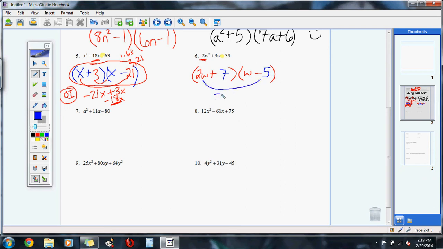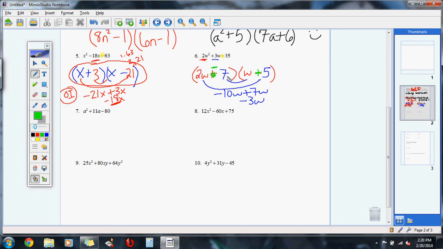Here I'm getting negative 10w, and then I'm getting a positive 7w, which combines to negative 3w. I'm almost excited here. I'm trying to get positive 3w. I have negative 3w. So hopefully you remember what that means is just switch the signs. So I'll do that in green here so you can see that means this negative is actually going to become a positive, and this positive is actually going to become a negative.